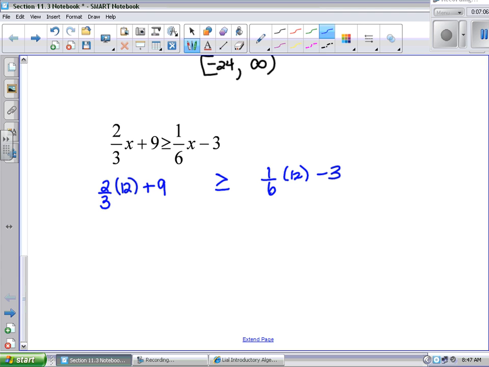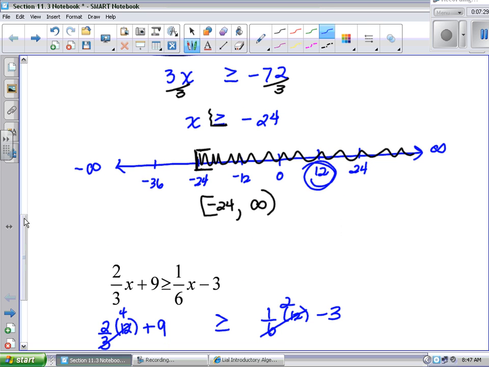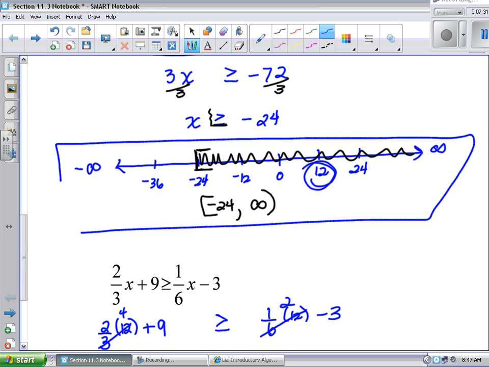You can pull your calculator out to do this, or you can do it by hand. Let's see, 3 goes into 12 4 times. I get 8 plus 9 is 17. 6 goes into 12 twice. I get negative 1. Is 17 greater than or equal to negative 1? The answer is yes, so it does check. It helps me to verify that I do have the correct graph and I do have the correct interval.